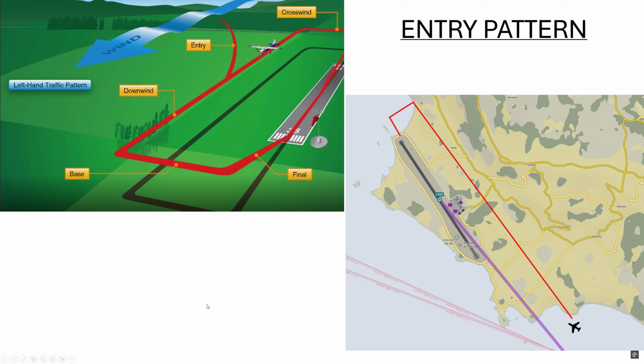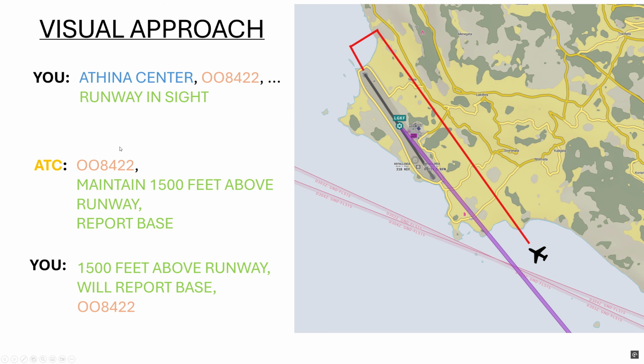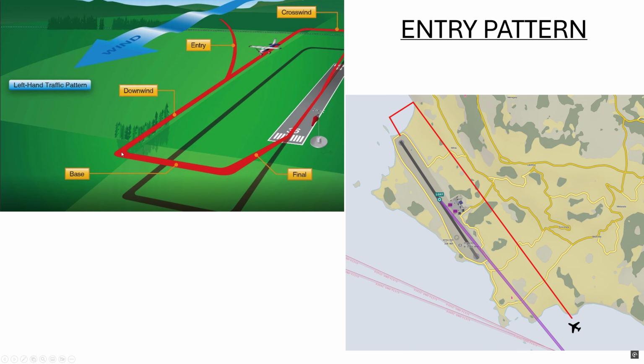Now, what is the left-hand entry pattern? As you can see on the image here on the left side, if the wind is blowing in this direction, you would fly downwind on the downwind leg, so that you have to take a left-hand side turn, 2 times a left-hand side turn to touch down on the runway. So in our case, if we would be at this location, we would fly on the right hand side of runway 14 downwind, and then we would hit base and then final.